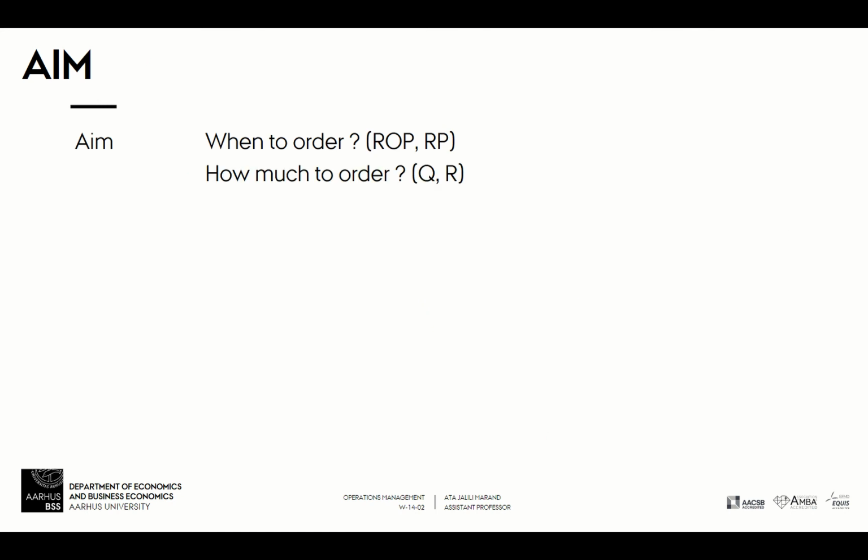And in both cases, we want to answer the questions when to order and how much to order. In the continuous review model, when to order is answered by determining the reorder point, and the order size, of course, will answer the second question, which is denoted by Q. And in the periodic review model, the two questions will be answered if we can determine the review period RP and also the R, which is the restocking level.